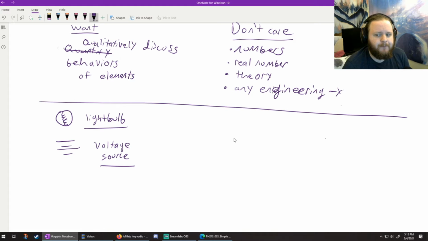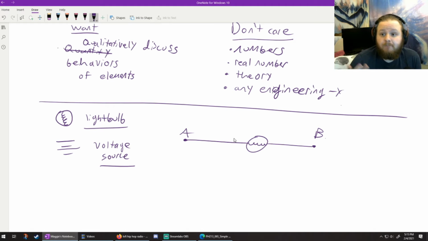So here's a question. Here's a circuit. You don't know what's happening past A or past B. You just have a light bulb strung into this circuit. It's just in there. There are wires. The question is, is this light bulb bright? And if it is bright, how bright is it?